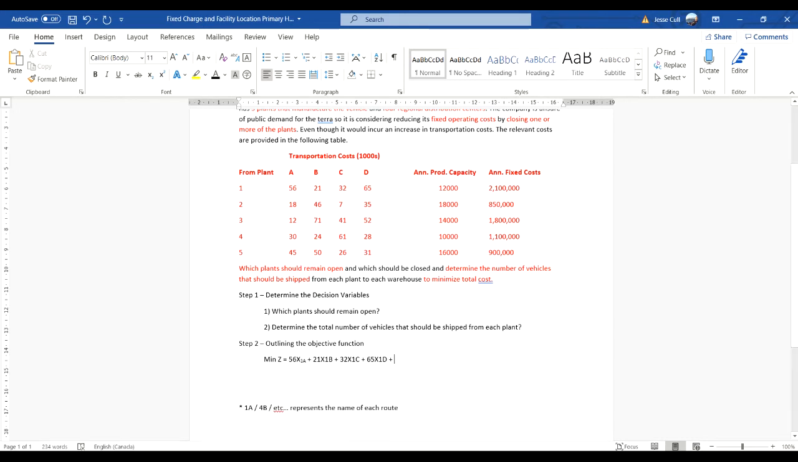Now each of these four, 56x1a, 21x1b, 32x1c, 65x1d, what these represent are all of the shipping routes from plant A. Then we move on to all of the shipping routes from plant B.